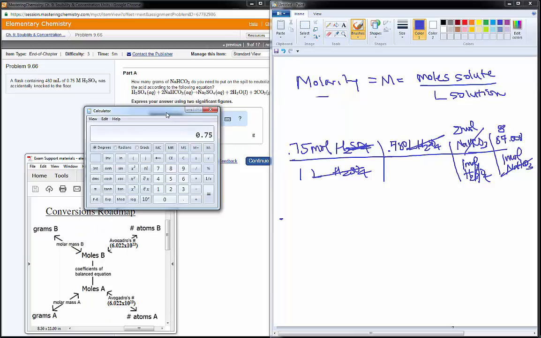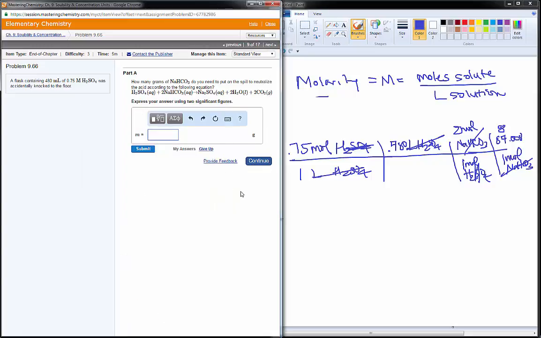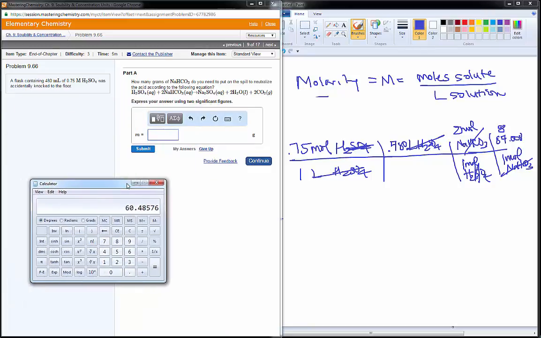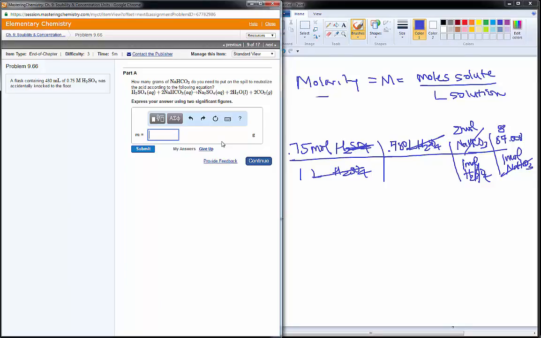Now I can plug this all in. We've got 0.75 moles per liter of H2SO4. Multiply that by 0.480 liters of H2SO4. Multiply that by 2 moles of sodium hydrogen carbonate for every 1 mole of H2SO4. And multiply that by 84.008 grams of NaHCO3 in 1 mole of NaHCO3. And I get 60.49 grams, or 60.5.